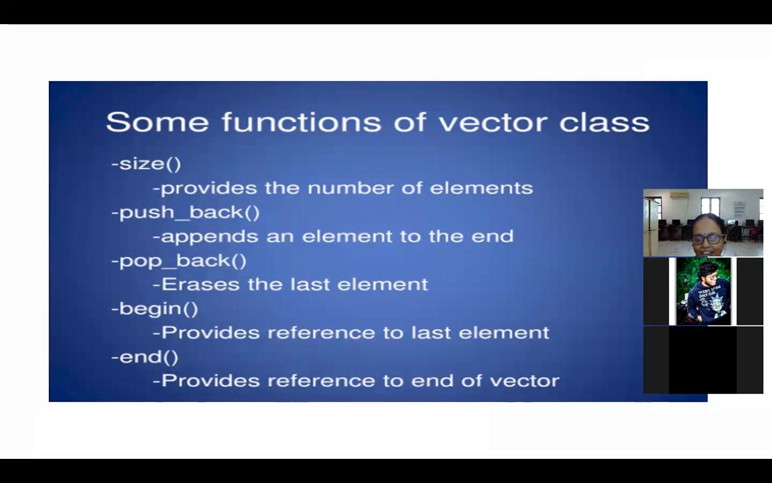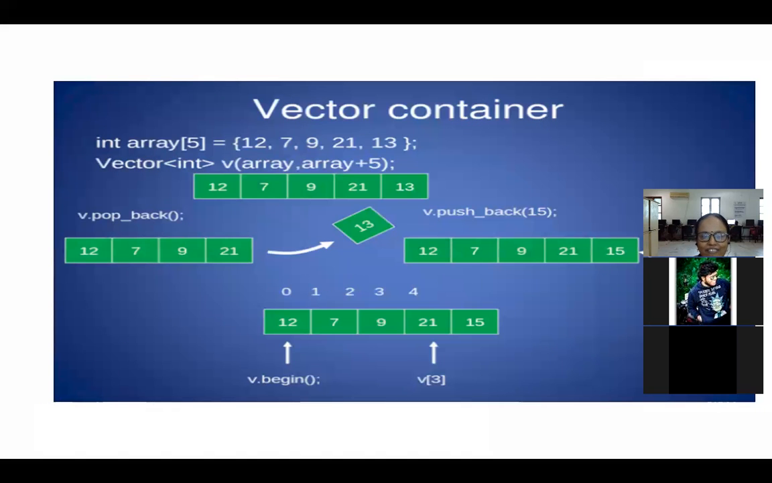Under the vector class, I have so many objects for accessing arrays. That is especially the dynamic array. Dynamic array means, as we all know, it is used at runtime. Now you see a very simple concept. They declared an int array. We all know there are 5 elements: 12, 7, 9, 4, 21, 13.